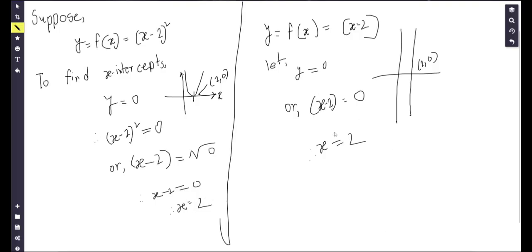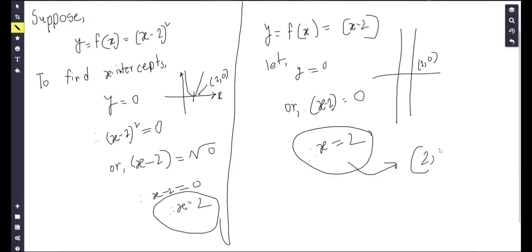In the second case, same thing, y is equal to 0 to find the x-intercepts, and then y is equal to x minus 2, which is 0, is equal to 0, and then we find x is equal to 2. Then look at this. Here we find x is equal to 2, and for this function we also find x is equal to 2. The x-intercept is 2, 0 for this function, and for this function also 2, 0. The x-intercepts are the same, but the functions are different.